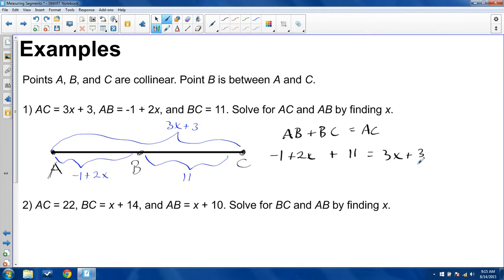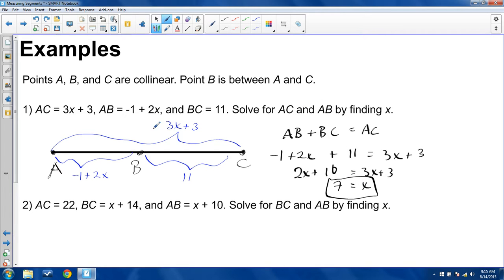From here, we can solve for what x is, and from there we can also find out what the whole length of AC is and what AB is as well. So -1 plus 11 is 10. You have 2x plus 10 on the left side and 3x plus 3 on the right side. Subtract 2x from 3x, you get 1x. Subtract 3 from 10, you get 7. So x is 7. Now we're not done with the problem. We still have to answer the question, what are AC and AB?